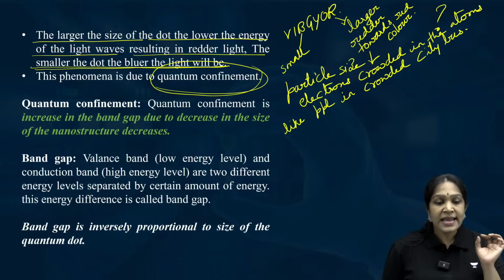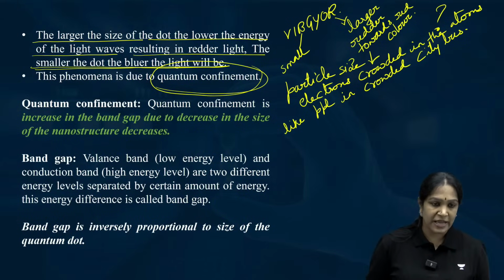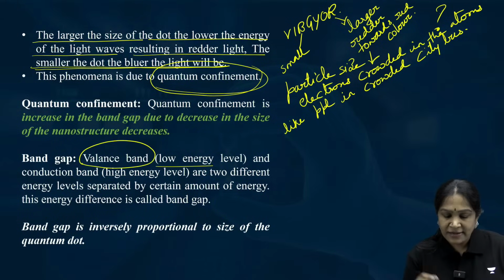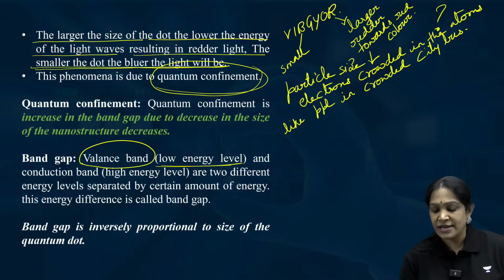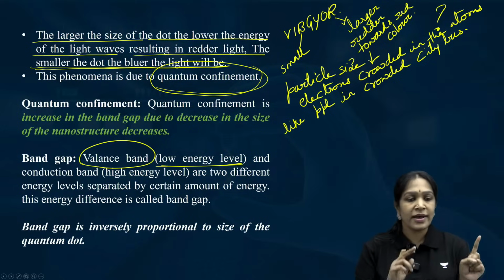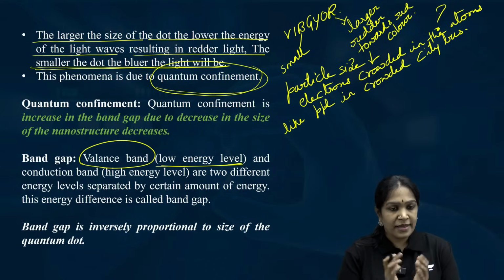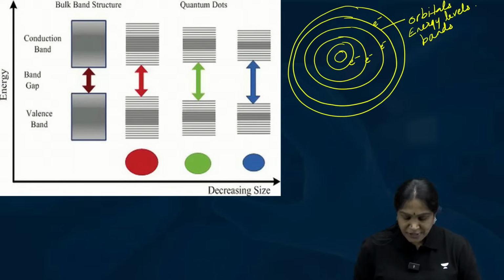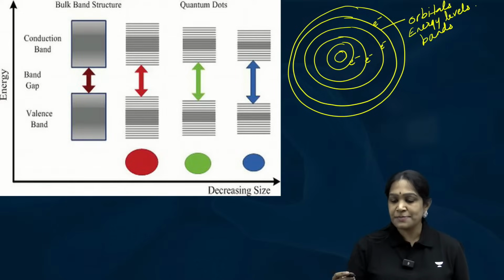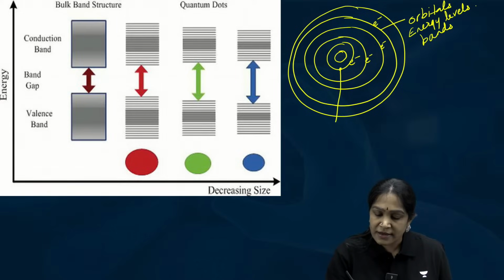These bands are of two types. Valence band, which is the low energy level. What do you call the low energy level? Everybody, what do you call the low energy level? Valence band. This one is called the valence band.